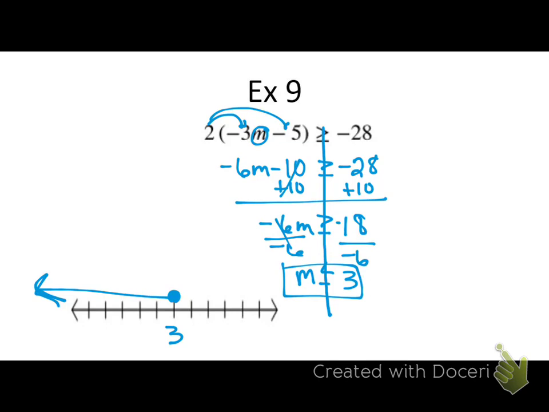I had to undo any addition or subtraction, so I manipulated that 10. Negative 28 plus 10 gets me to what? Negative 18. I brought down my negative 6m. When I divide or multiply by a negative number when solving an inequality, what happens to my inequality sign? I flip it. Okay.